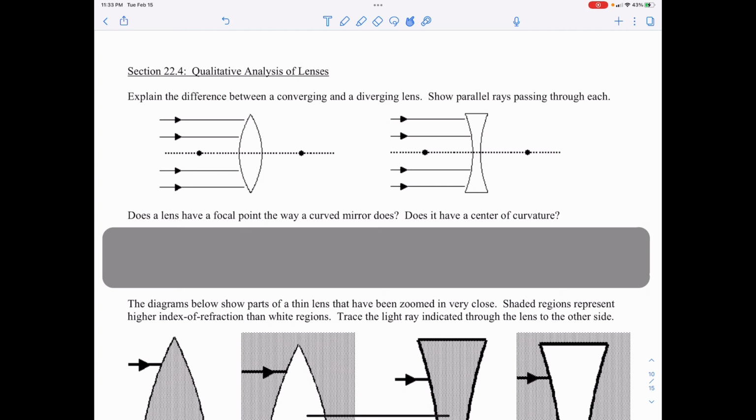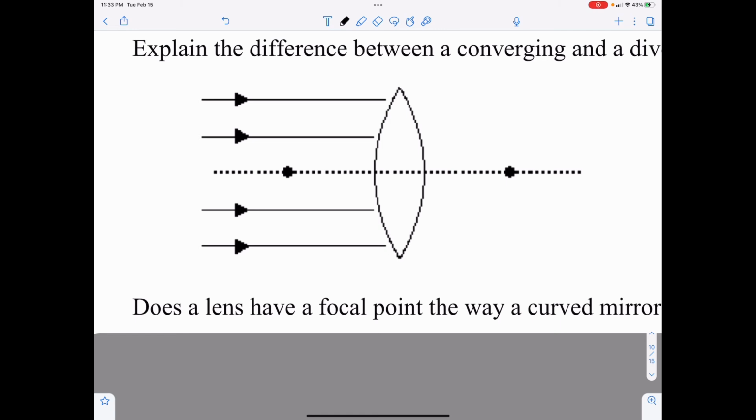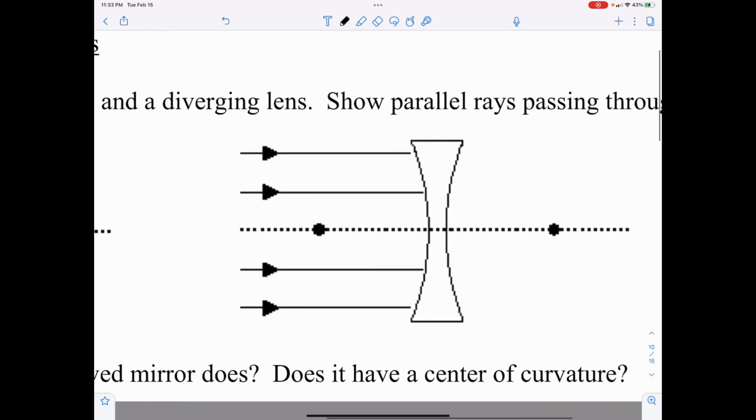Section 22.4, Qualitative Analysis of Lenses. Explain the difference between a converging lens and a diverging lens. Show parallel rays passing through each. Okay, well, this is referred to as a converging lens. I'm going to write that over the top. This is a converging lens. This is known as a diverging lens.